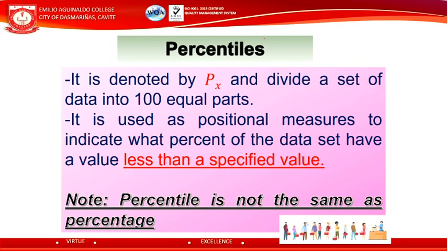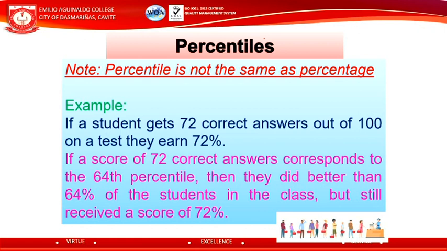It is used as a positional measure to indicate what percent of the data set has a value less than the specified value. So for us to understand percentiles further, let us have some examples and differentiate percentile from percentage. Percentile is not the same as percentage. Example: if a student gets 72 correct answers out of 100 on a test, they earn 72%. Second example: if a score of 72 correct answers corresponds to the 64th percentile, then they did better than 64 other students in the class but still receive a score of 72%.